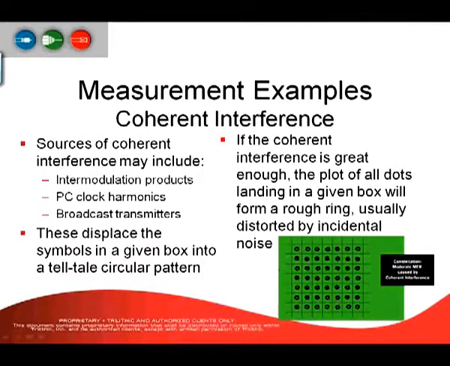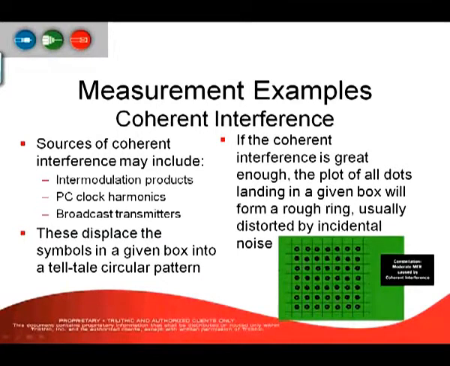So coherent, as applied to light waves, is having an identical frequency and identical phase and traveling in the same direction. Lasers produce coherent light, so it's a distinct carrier that is transmitted. Some sources of coherent interference can include intermod products like CTB and things of that nature, PC clock harmonics, and broadcast transmitters, whether UHF channels or VHF channels, which would be considered coherent interference.